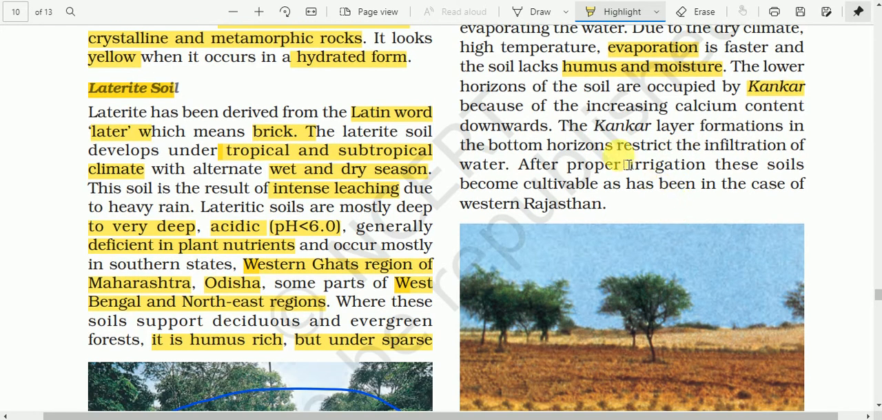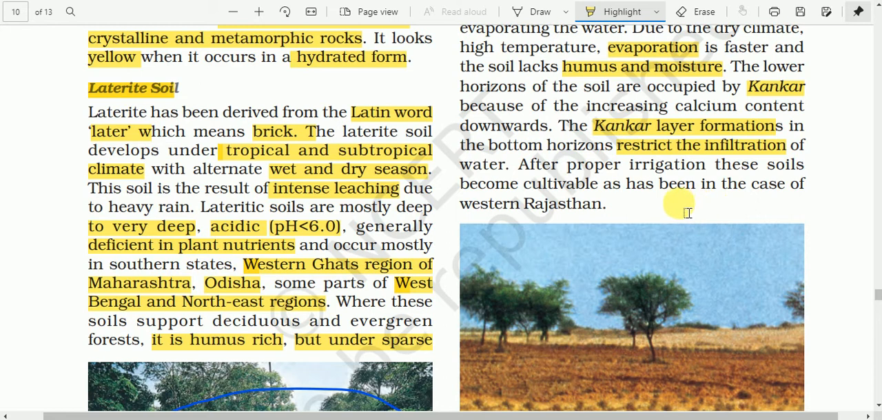And kankar layer formation in the bottom horizon is given here. Kankar layer formation in the bottom horizon restricts the infiltration of water. It restricts the absorption of water in the lower horizon of the soil.